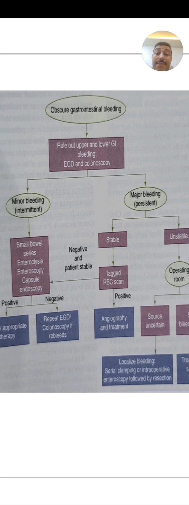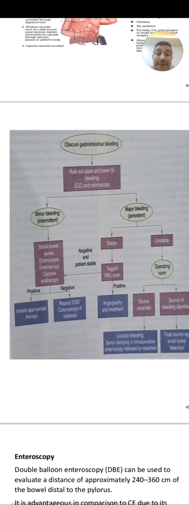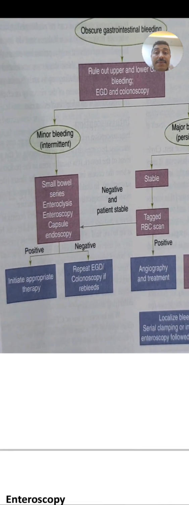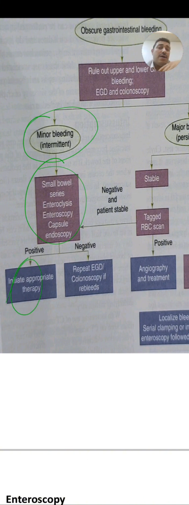First of all, they say, please rule out upper and lower bleeding. We said that in a case of obscure bleeding, we have to do colonoscopy and upper endoscopy twice. Here they mentioned that if it is a minor intermittent bleeding, we can do the enteroscopy and capsule endoscopy. If it is positive, please do the appropriate treatment in a form of cauterization or resection. If it's negative, please repeat the colonoscopy and the endoscopy.